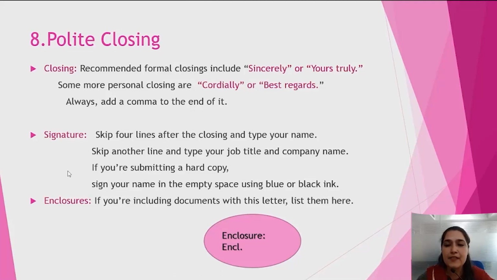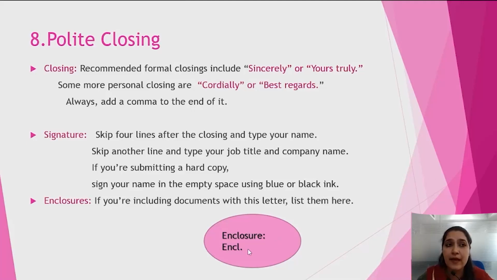So after the signature, writing the enclosures. So enclosures, as I had already discussed in the previous MOOC, if you are including any documents with this letter, then the number can be displayed. So there are two ways of writing. Either we can put the complete spelling or an abbreviation of enclosure can be written like this, and here we can write the number, like 2 documents or 3 documents.